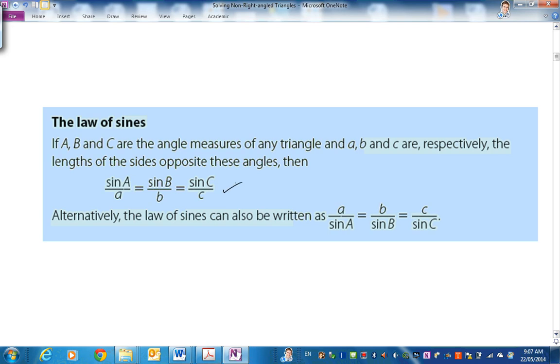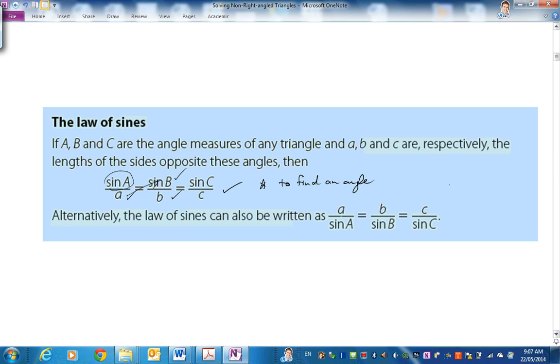Okay, now that might be the most useful way to find an angle. Have it that way up, because you might be looking for the sine of angle A, and you might know the side opposite, you might know another angle and its side opposite, and you want to multiply across to get sine of A. But what if you wanted to find a side?